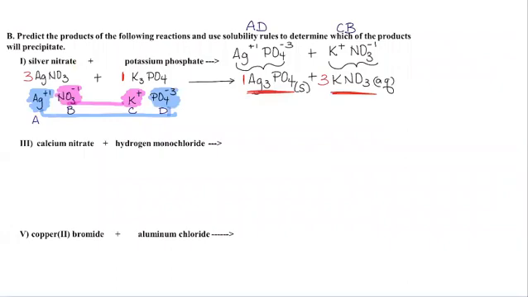Let's do another example. Here we have calcium nitrate, and then we have hydrogen monochloride. We're going to learn in chapter 10 how, even though hydrogen monochloride is a covalent compound, the minute you put it in water, it can dissociate into ions. So for calcium nitrate, what is the chemical formula? Let's put it in the chat. Chemical formula for calcium nitrate. This is just practice for the exam.